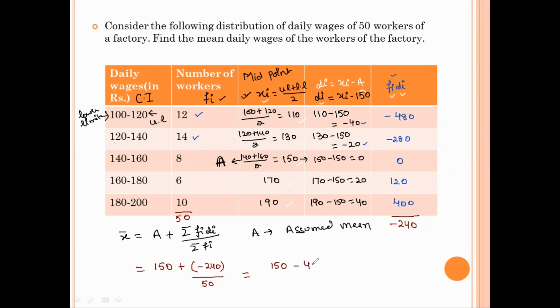4.8. अब प्लस इंटू माइनस इज माइनस, सो यहाँ पे नेगेटिव साइन लग गया आपका। नाउ इस वैल्यू को हम सब्ट्रैक्ट करेंगे फ्रॉम 150. सो आपका जो आंसर है दैट इज 145. So that is your mean using the assumed mean method.